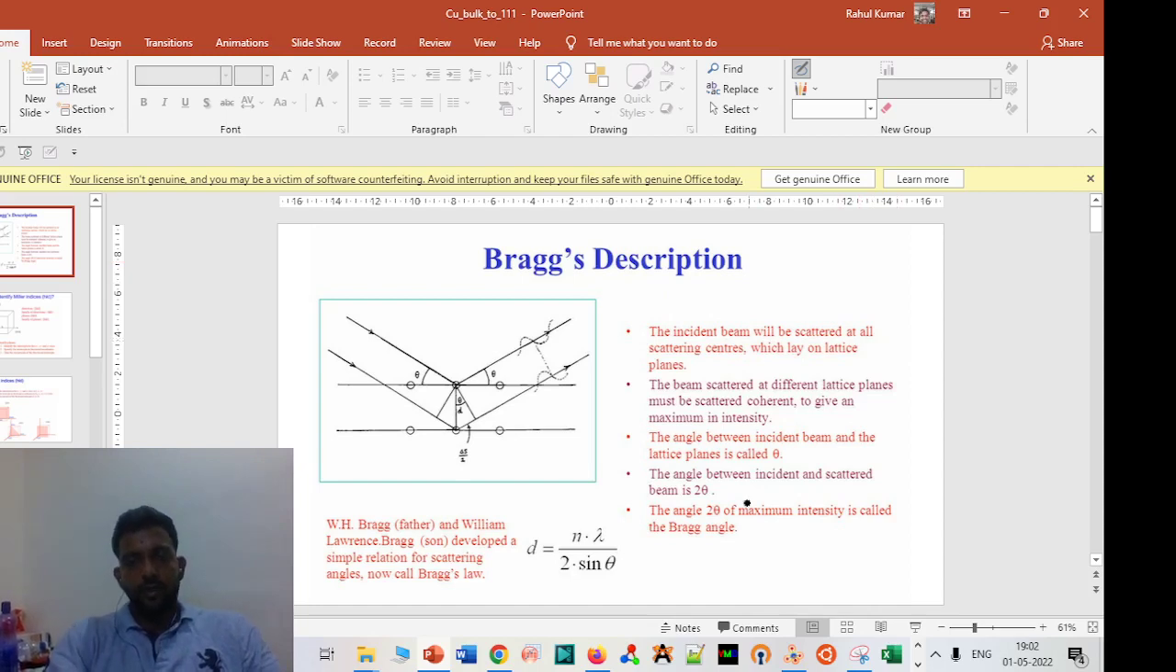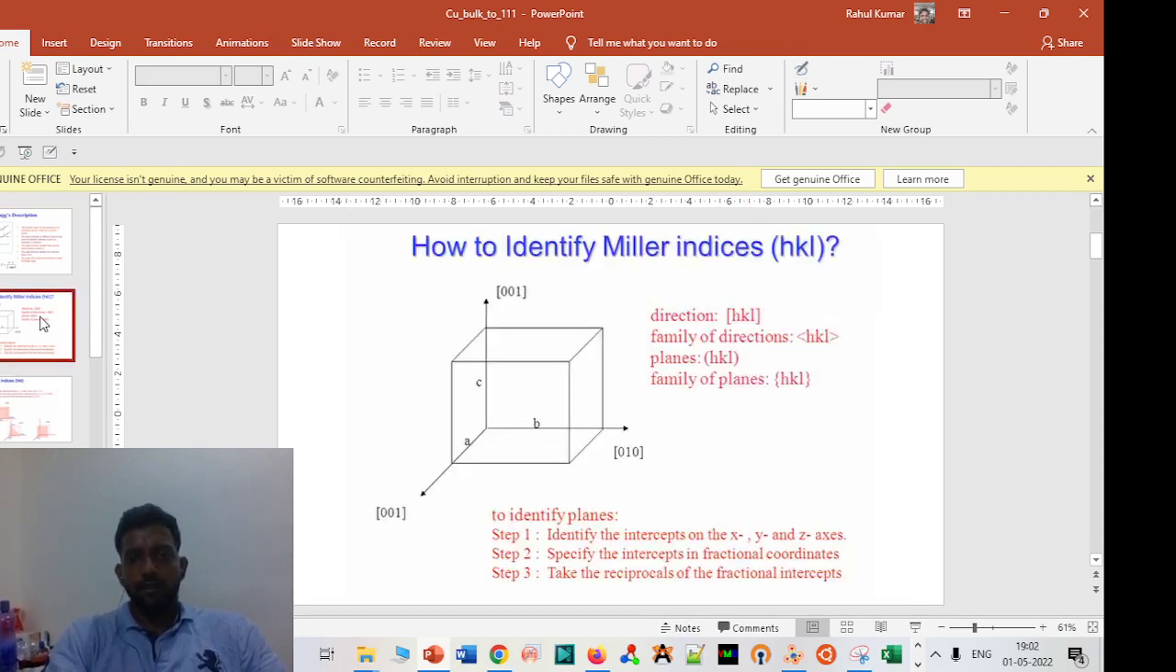So mostly you will observe a peak when the angle is 2 theta. This is also called the Bragg angle. So first you have to identify the planes, as I already mentioned in my previous video, and based on the planes you have the arrangement of atoms, and based on these planes you can also predict the XRD pattern, what kind of prediction you will have.